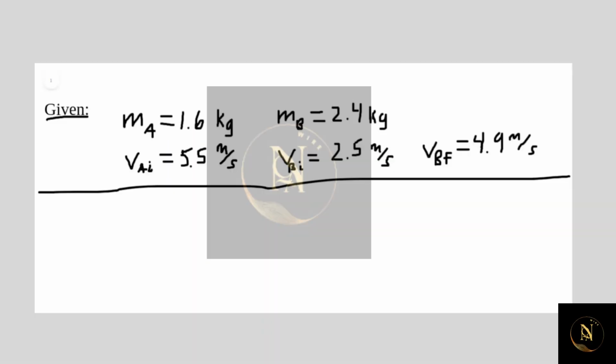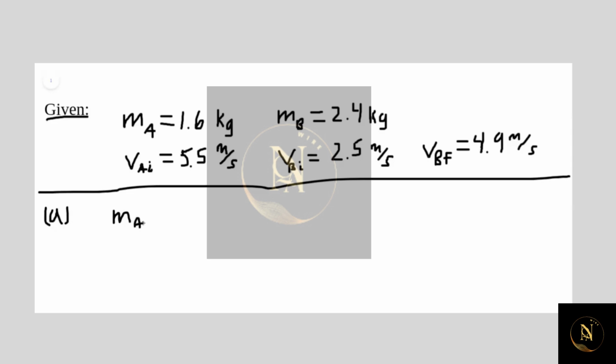Our question says to look at figure 9-64, in which block A has a mass of 1.6 kilograms, m sub A, and block B has a mass of 2.4 kilograms, m sub B, and it's moving along a frictionless plane. The direction of the three velocities are going to be appropriated as I or F for initial or final indications.